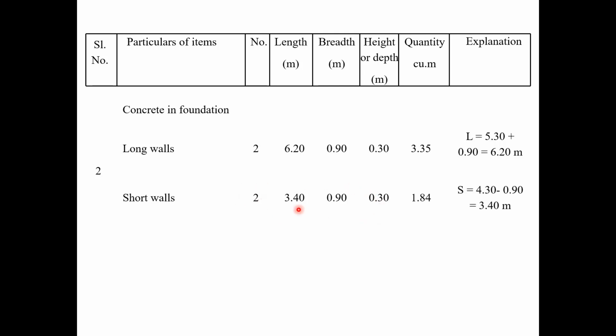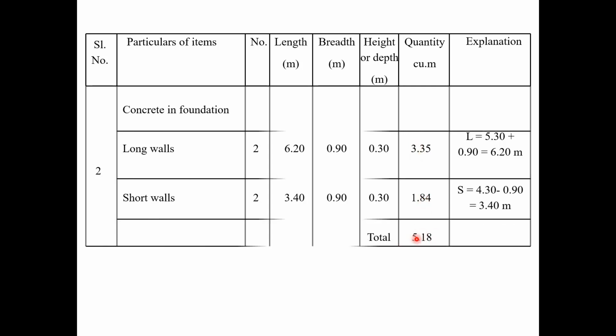product of these things. And explanation, I can say it as 4.3 minus 0.9, which I'm going to get as 3.4 meters. So the total quantity of concrete which is consumed for laying PCC bed is addition of these two values for long wall and for short wall, which is 5.18 meter cube. Everything has to be in a table.